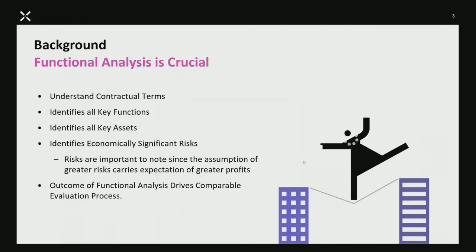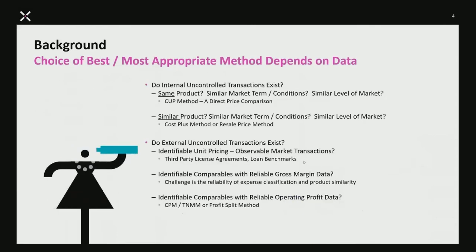All of this is really important because the outcome of the functional analysis is what drives the comparable evaluation process. If you have the wrong functional analysis in place and you're not describing the operations correctly, then your search for comparables may be tainted, right? And just to give you an example of what I mean by tainted, let's say the transaction is the sale of a tangible good between two affiliates.